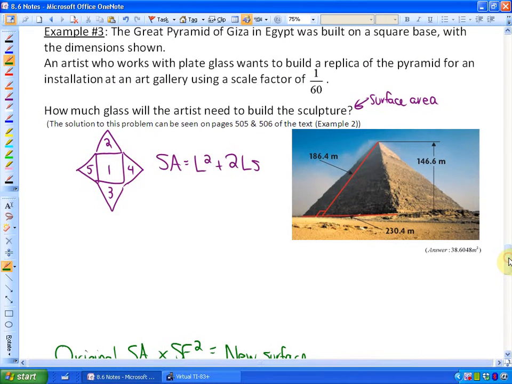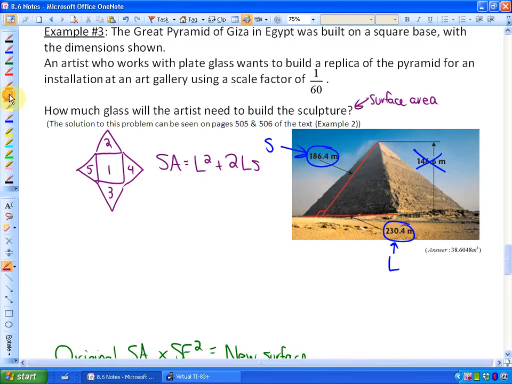What we're going to do is assume that we have all 5 surfaces. So even though maybe in Giza they don't have the bottom surface here, they just have the outside triangles, this is the net here, we're going to assume that in order for the artist to build this sculpture they need to have all 5 surfaces. So the formula for surface area is length squared plus 2 times length times side length. So first thing we need to do is understand what the L and S represent. The L is the length, so this here is L, and S is the side here. So that's S. So this height here is not to be used.